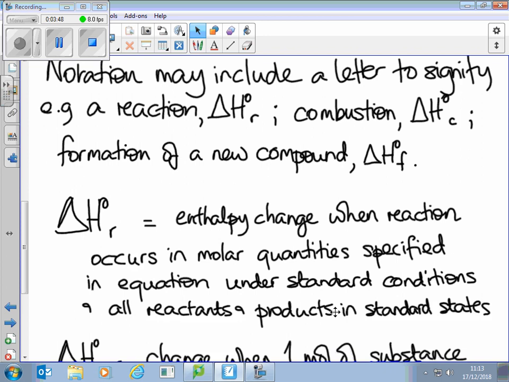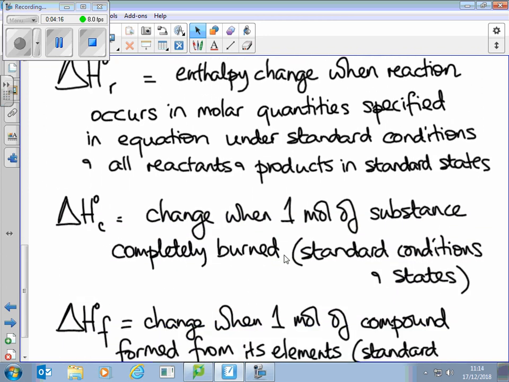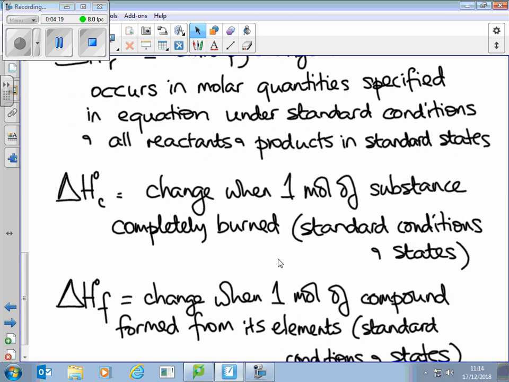So, for example, you've got delta H naught R, the standard enthalpy change of reaction. This one just occurs in the molar quantities in an equation. It does use standard conditions and reactants and products in standard states. That's going to be the same all the way through. But with this one, it doesn't matter how many moles of anything you've got. It's just the enthalpy change in that reaction. This one, the enthalpy change of combustion, is the change when 1 mole of a substance is completely burned. Standard conditions and states, and this is the one that I've got to divert off to now.